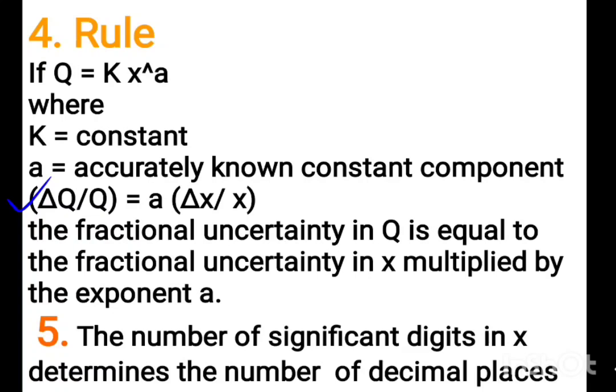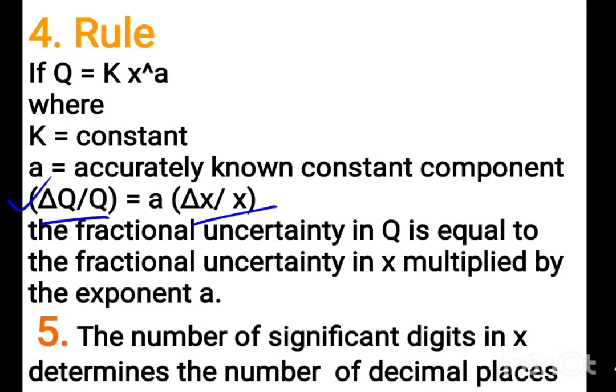That is, the fractional uncertainty del q by q should be equal to the fractional uncertainty in x multiplied by a. So fractional uncertainty in q equals fractional uncertainty in x into a. A is the constant quantity.